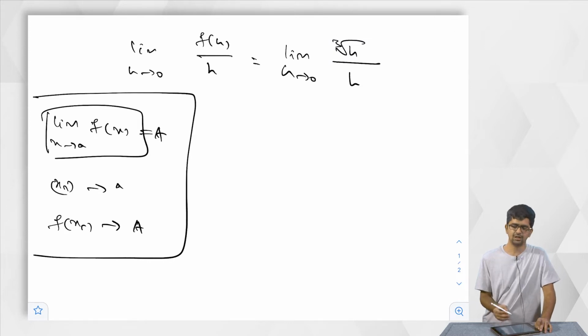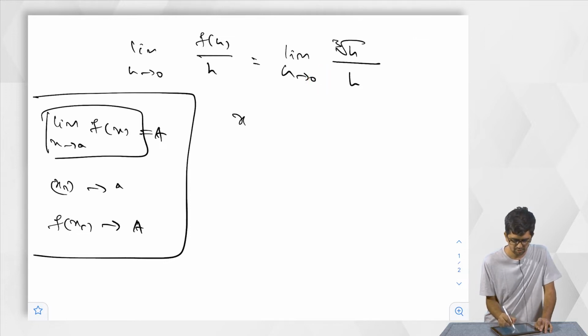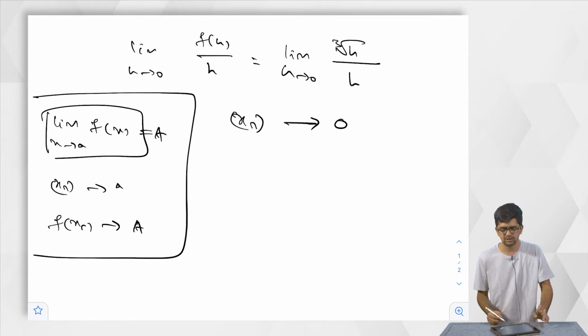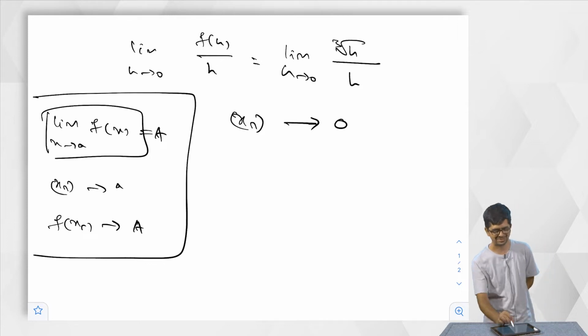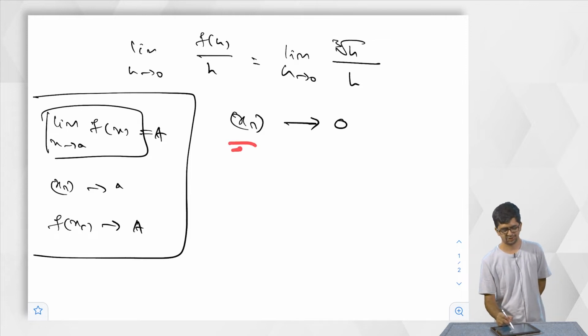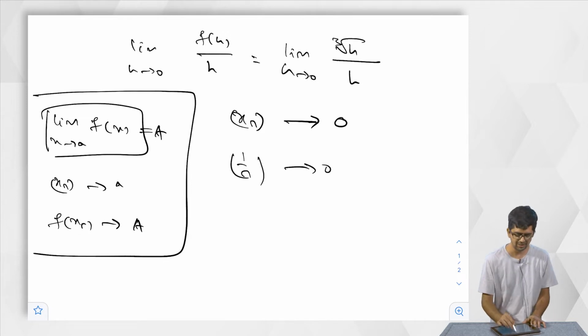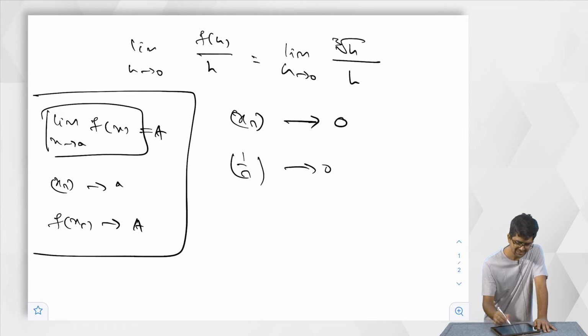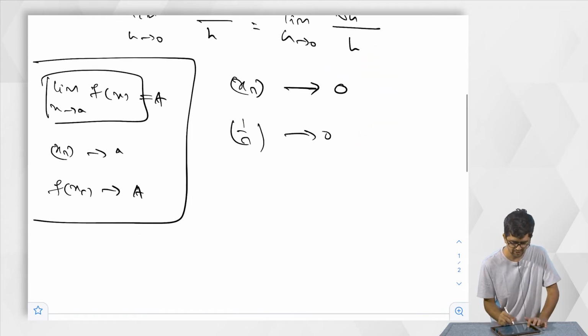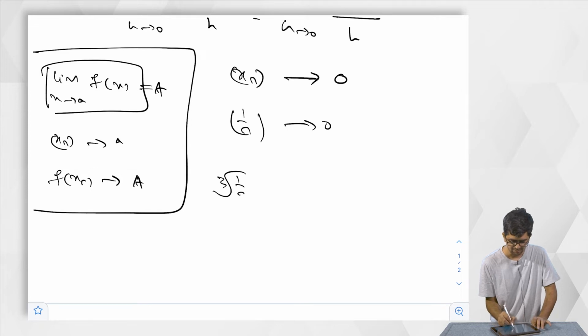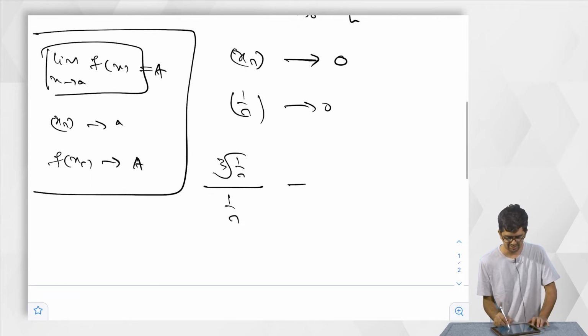Now we should think of some sequence that goes to what? 0 is the reference point here, so we should think about some sequence that goes to 0. I have said multiple times, the only sequence I know that goes to 0 is 1 by n, or maybe their cousins, say 1 by n square, 1 by n cube, and something similar. Let us check at least for this sequence: we are looking at cube root of 1 by n divided by 1 by n, where does it go to? That is the question.